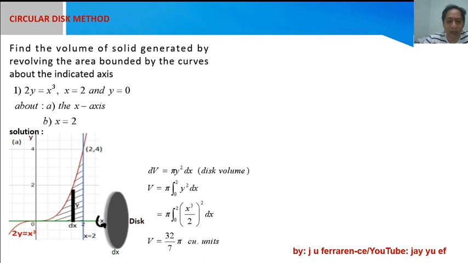Okay? So, we have our V, which is equal to 32/7 pi cubic units. Now, in letter B, we are taking the same area, but the axis of rotation is x equal to 2. And x equal to 2 is also a boundary to the region, because the condition for using a circular disk is that our axis of rotation must also be a boundary to the region.